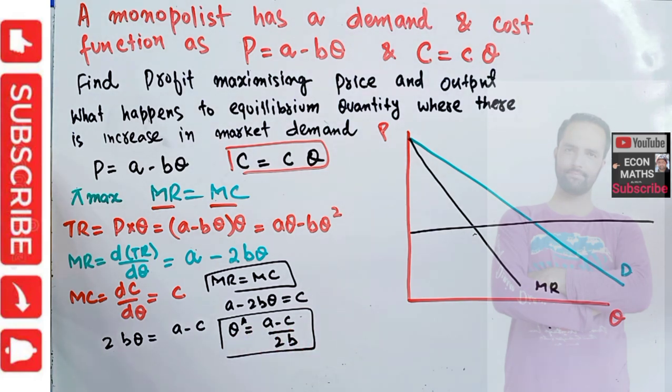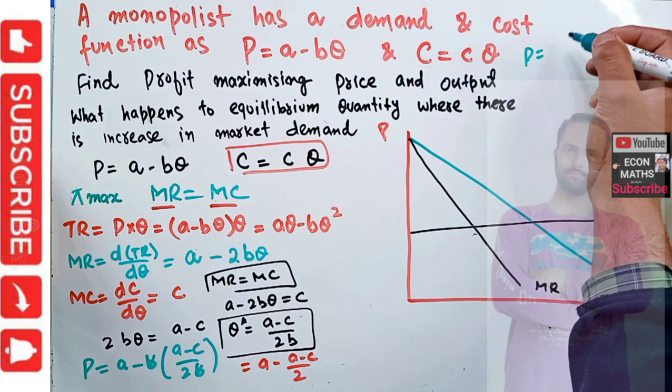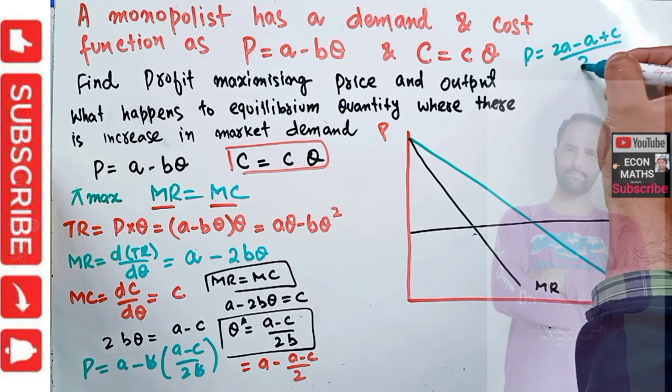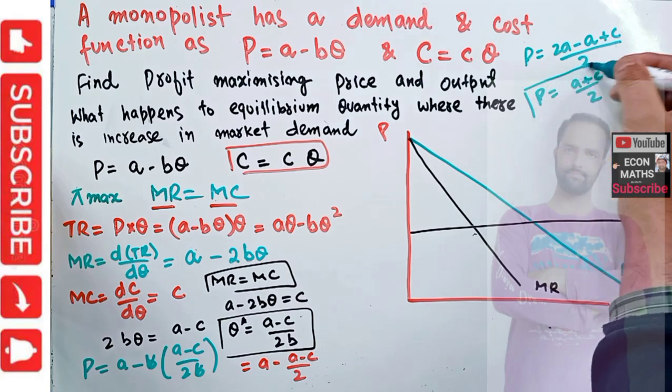Now what is the profit maximizing price? Simply plug this Q into the demand function. Our P will be equal to A minus B times Q, which is A minus C divided by twice B. B and B get cancelled, so we are left with A minus A minus C divided by 2. So P will be equal to twice A minus A plus C, divided by 2, so P will be equal to A plus C divided by 2. This is our profit maximizing price.